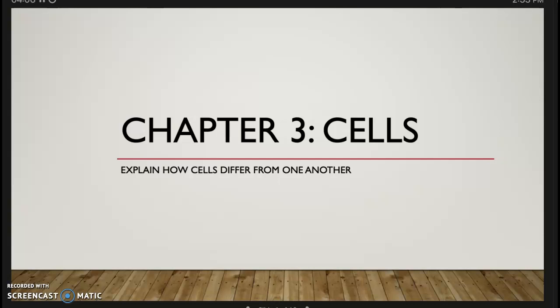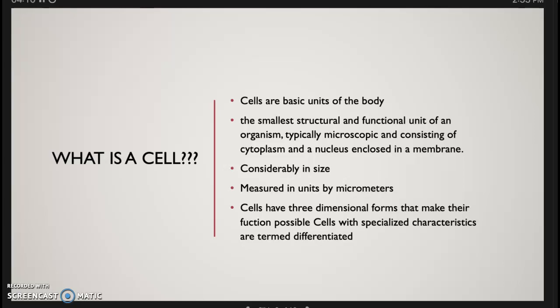Chapter 3, Cells. Explain how cells differ from one another. What is a cell? Cells are the basic units of our body and life, the smallest structural and functional unit of an organism, typically microscopic and consisting of cytoplasm and a nucleus enclosed in a membrane. Cells vary considerably in size, measured in units called micrometers. A micrometer equals 1/1,000 of a millimeter and is symbolized as µm.